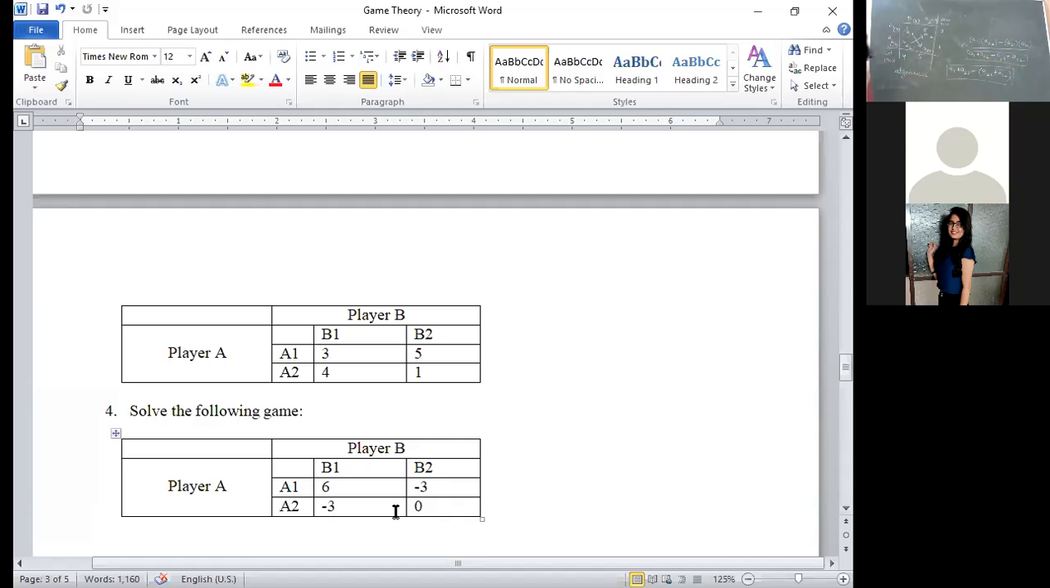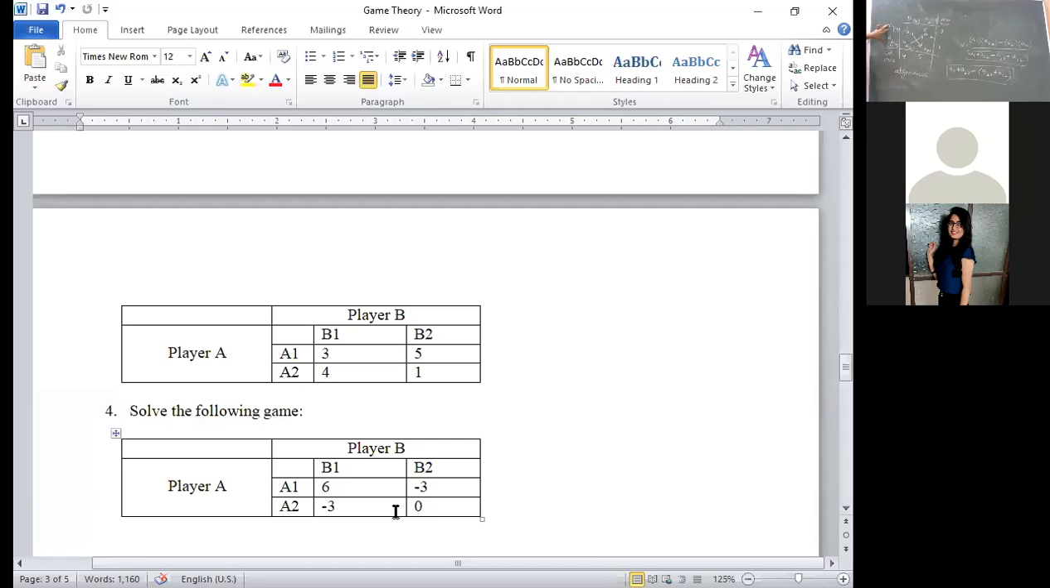Everybody make a note of these formulas. Tomorrow we will solve by using these formulas. If you don't know the formulas, we are unable to solve it. Till here, any query? Value of the game, how to find out? Students? No, ma'am. Understood.